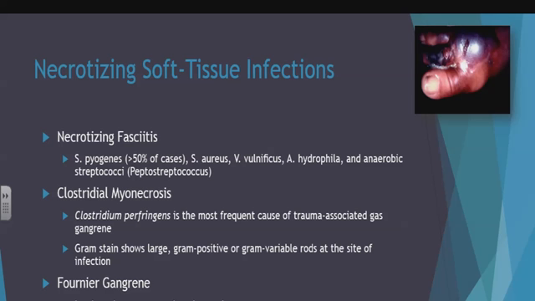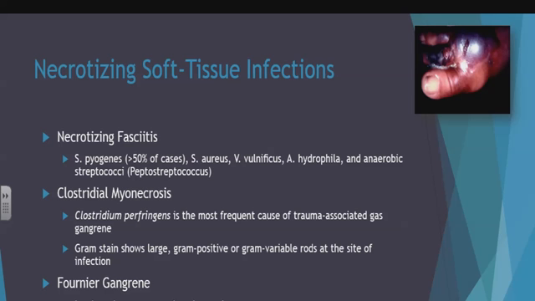Fournier's gangrene is a necrotizing infection, but specific to the genitals. So it involves the scrotum or penis or vulva. And this is also deadly. I know it sounds like it's a silly infection, but it's a very severe infection, and it is very traumatic for patients to go through.